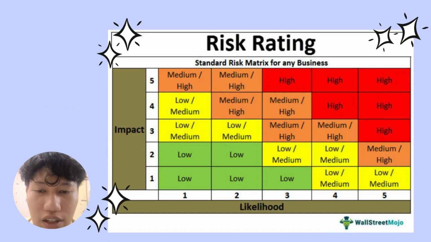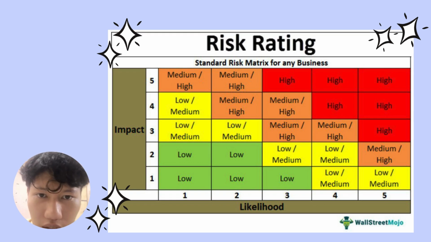This is a risk matrix, a common tool used in risk management to assess and prioritize risk based on two factors. First is likelihood, the probability of the risk occurring, ranging from 1 to 5. And the second, impact, the severity of the consequences if the risk occurs, ranging from 1 to 5.